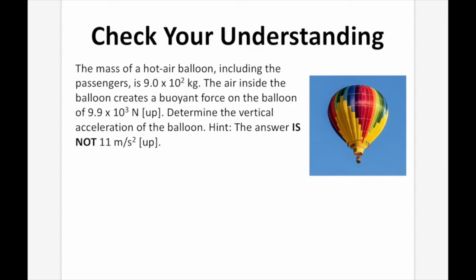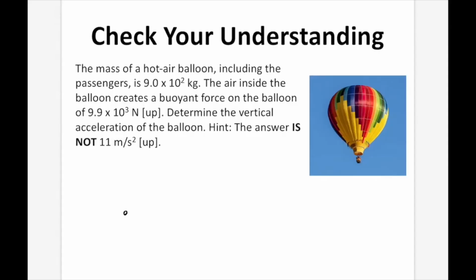Check your understanding. The mass of a hot air balloon, including the passengers, is 9 times 10 to the 2 kilograms. The air inside the balloon creates a buoyant force, that's a force upwards, on the balloon of 9.9 times 10 to the 3 newtons up. Determine the vertical acceleration of the balloon. Hint, the answer is not 11 meters per second squared up. So what I'd like you to do is pause the video and answer this question.